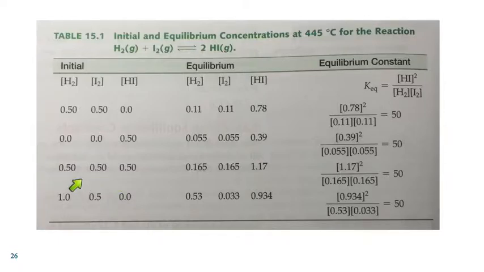You could start with equal amounts of all the reactants and products. At equilibrium, this is what you would get. When you plug those in, you still get an equilibrium constant of 50. So the concentrations of reactants and products may be different, but the equilibrium constant is always the same. Okay with that? One person is.